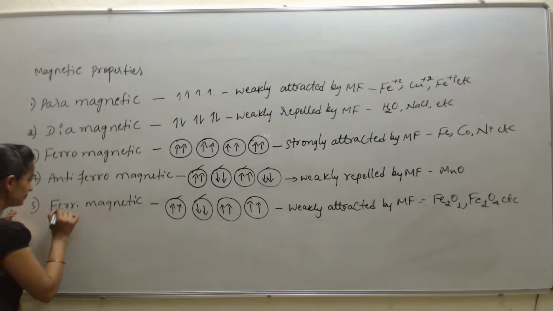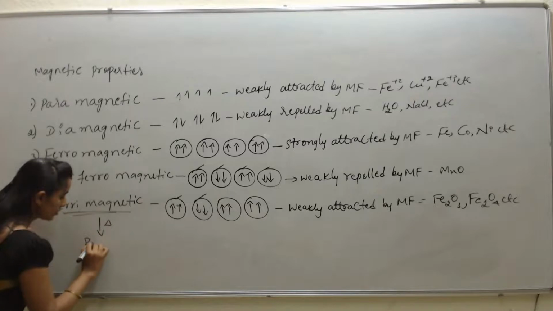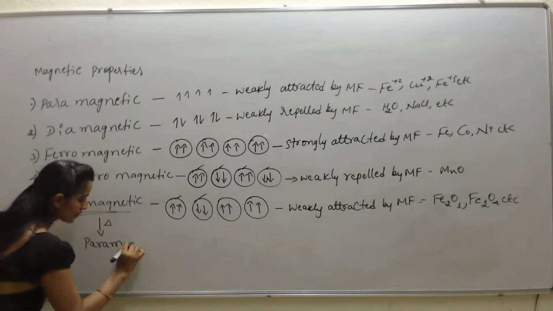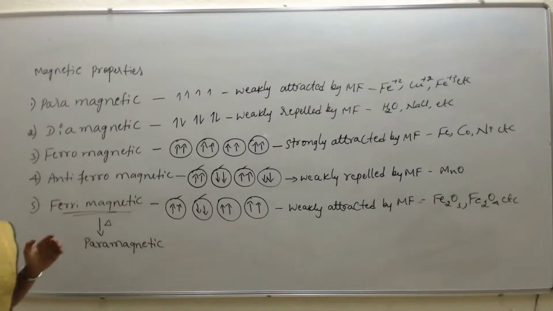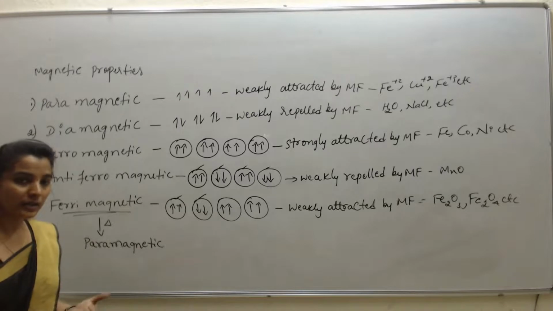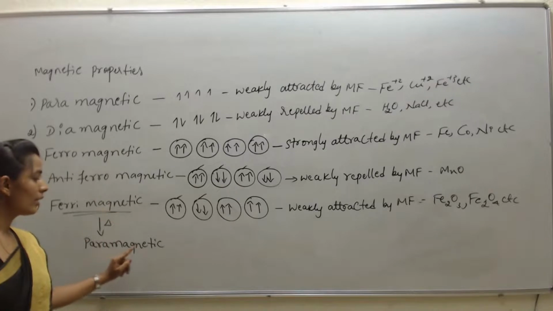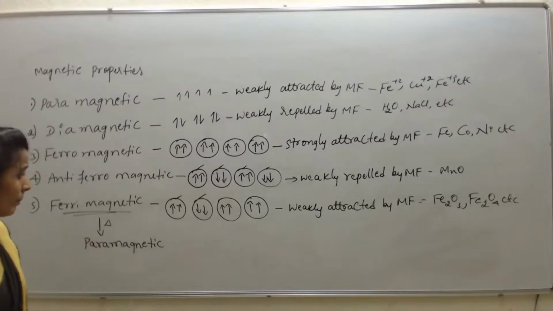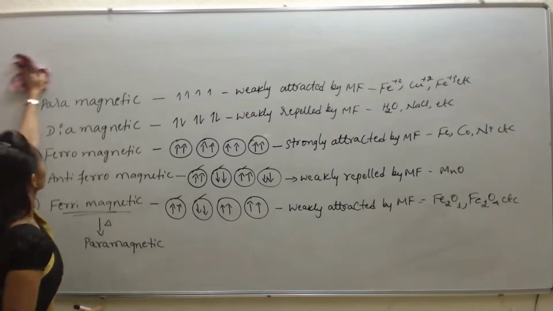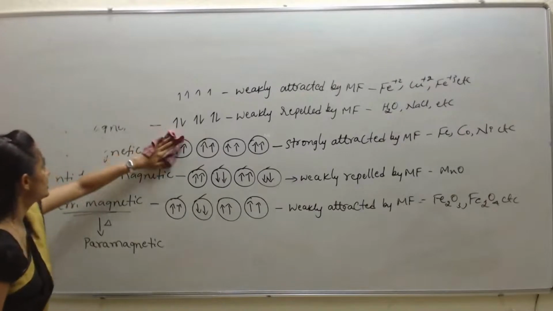And the last thing is, ferrimagnetic substances upon heating change to paramagnetic substances. This is the one important thing: to which magnetism does ferrimagnetism change upon heating? That is, ferrimagnetic to paramagnetic. Okay, so this is all about the magnetic properties of solids. So this completes the chapter Solid State.